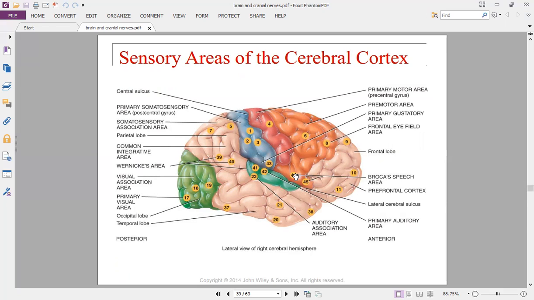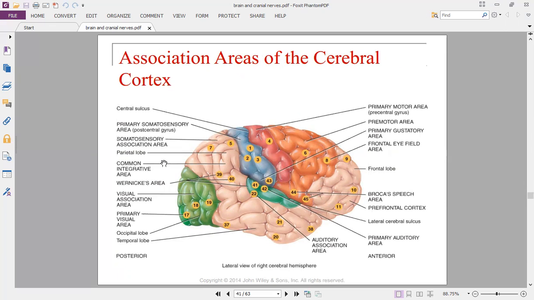So for example, the areas 44 and 45, these are Broca's areas of speech. They actually help you in speaking. So all the spoken information is from here. And this is Wernicke's area, 39 and 40. This is for auditory information.